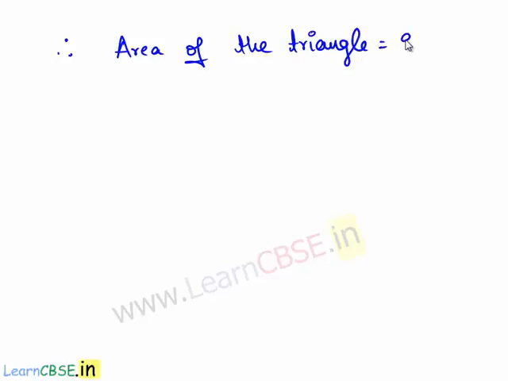Therefore, area of the triangle is equal to 9000 centimeter square.